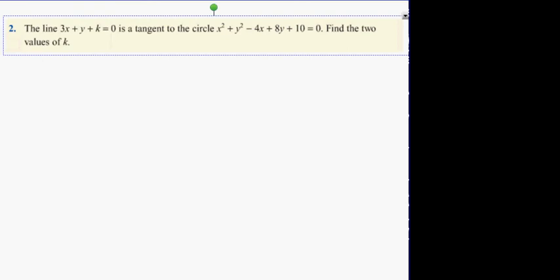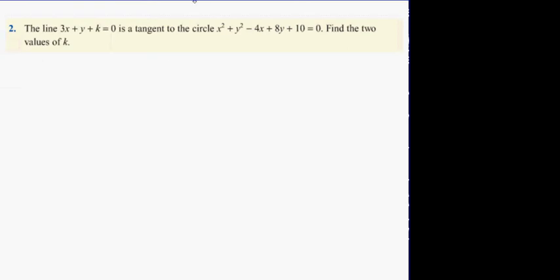Now lads, find two values of k. So here's what happens, okay? We have a circle, like so. This circle is here, and it has a certain slope value. We know that much, okay?